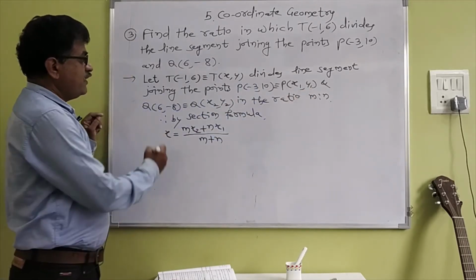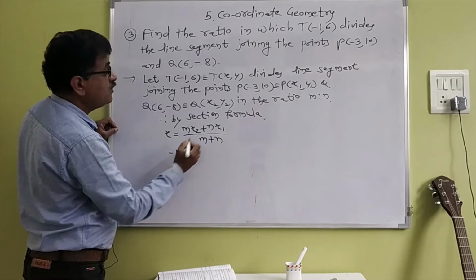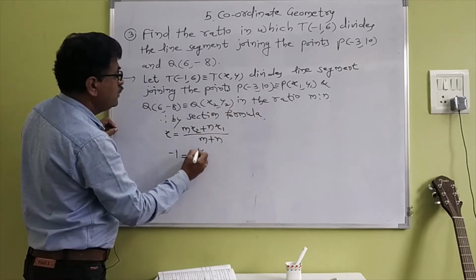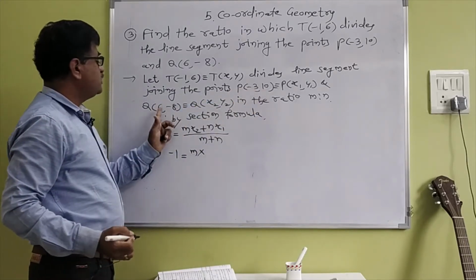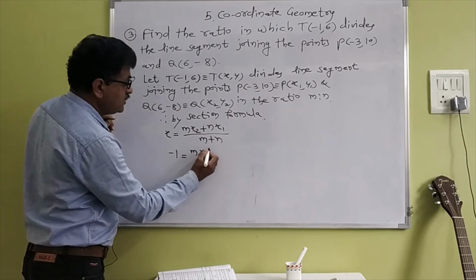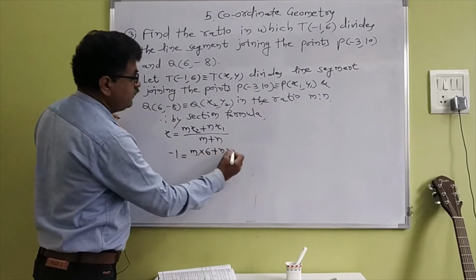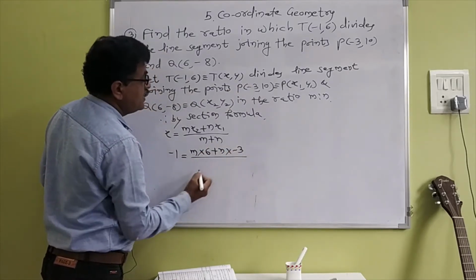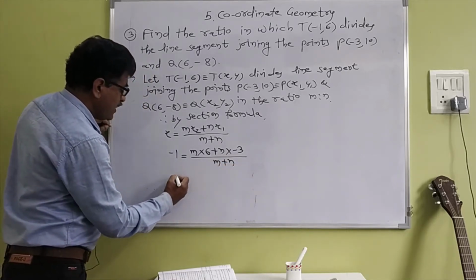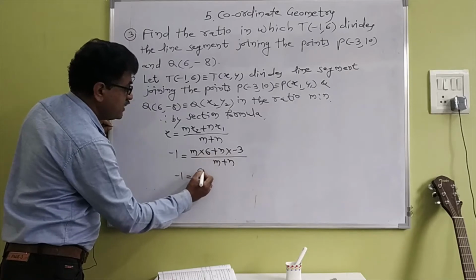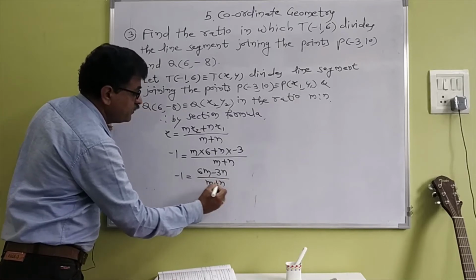Now put values. The value of x is -1, is equal to m into x2. Now what is the value of x2? This is x1, y1, this is x2, y2. The value of x2 is 6, plus n into x1 which is -3, divided by m plus n. Therefore -1 is equal to (6m minus 3n) divided by (m plus n).